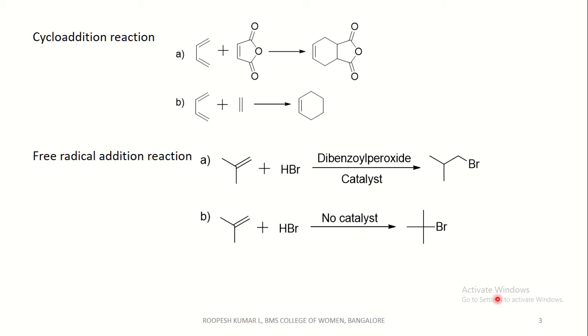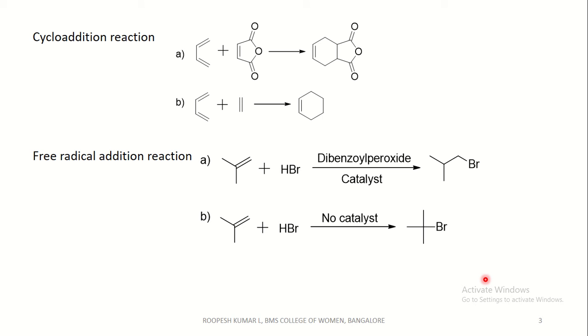Coming to the next one, cycloaddition reactions. This is a diene, butadiene, which reacts with maleic anhydride to form a cycloadduct. This reaction is also called a cycloaddition reaction, and is a good example of the Diels-Alder cycloaddition reaction. This is butadiene, which is generally called a diene, and this ethylene is generally called a dienophile. That is, diene reacts with dienophile to give a cyclic product, that is cyclohexene.